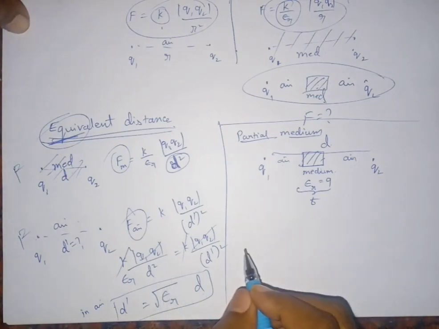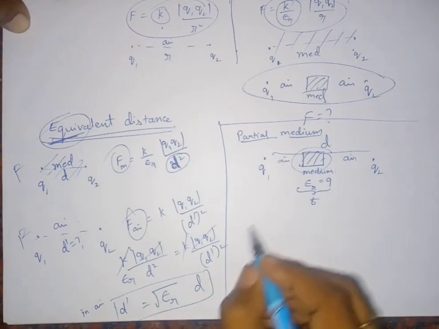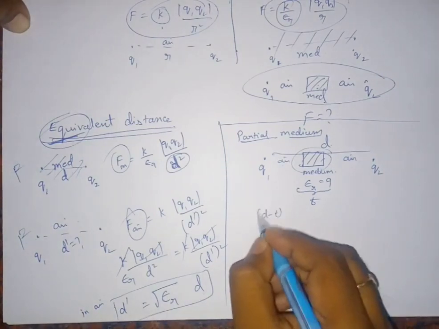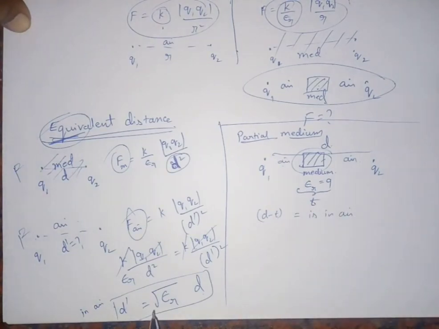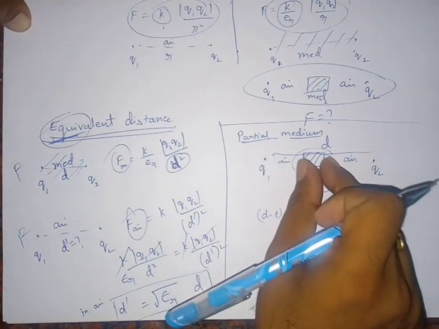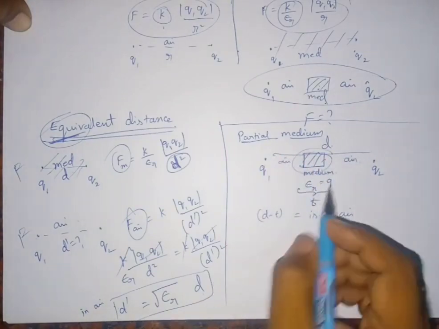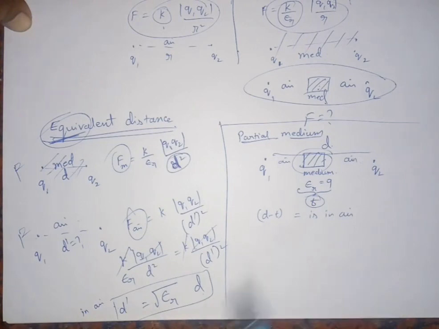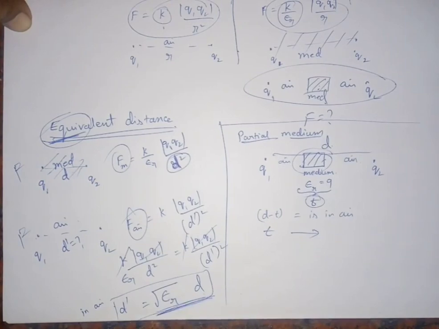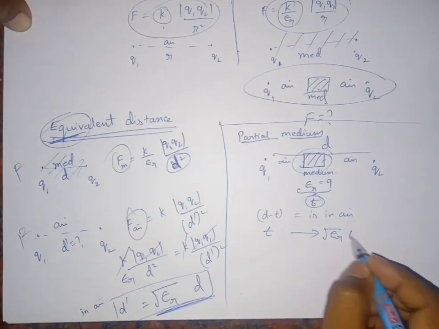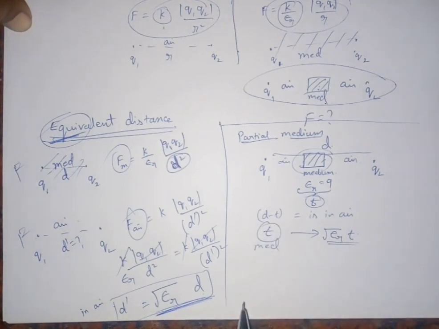Now let us take something here. Write its equivalent distance in air. If you look at it, d minus t is already in air. This is d and this is t. The remaining distance is here, which is already in air. And what is the distance which is in medium? t. Now write its equivalent distance in air. What is the expression for equivalent distance in air? It is root epsilon r into t. So t is in the medium. What is its equivalent distance in the air?